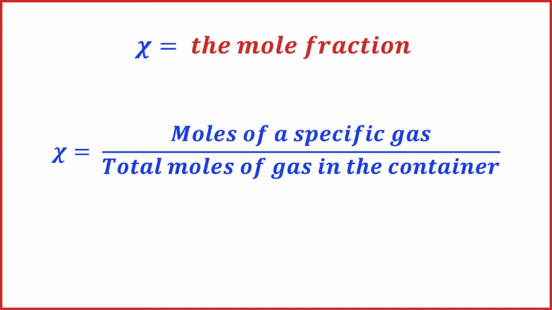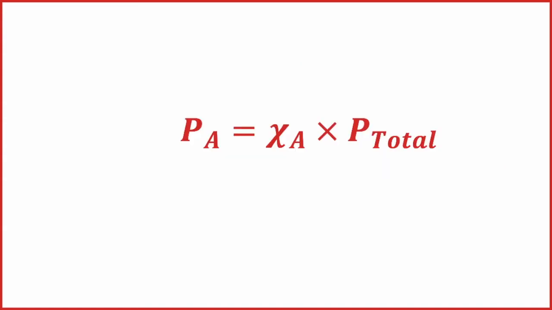And the mole fraction is just the moles of the specific gas you're looking at divided by the total moles of gas in the container. We can determine the partial pressure for a gas, like gas A, by multiplying the mole fraction for that gas by the total pressure in the container. Let's try to reason this out.